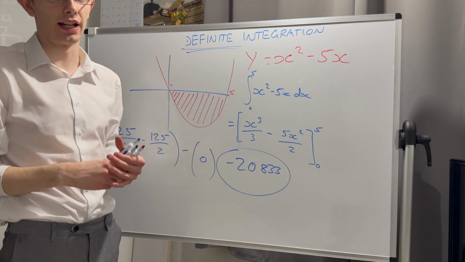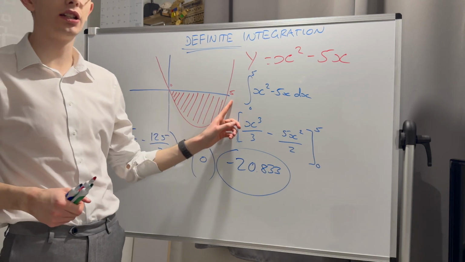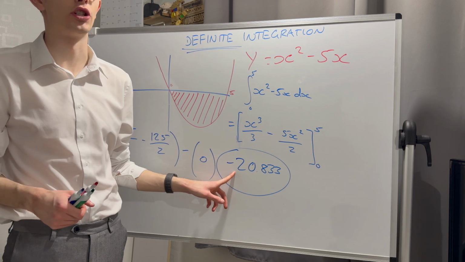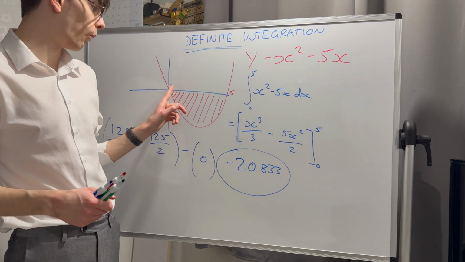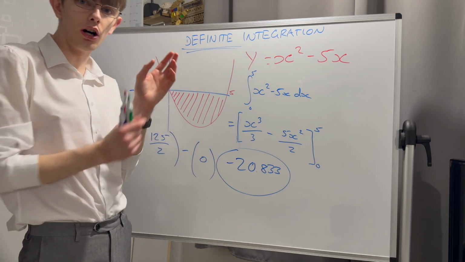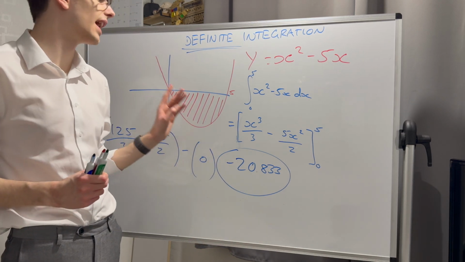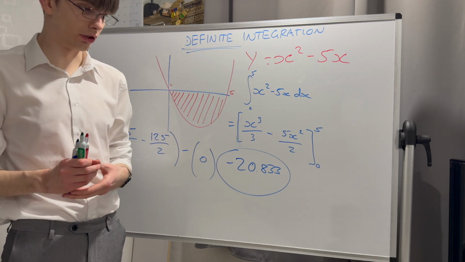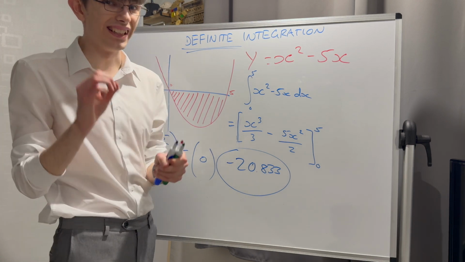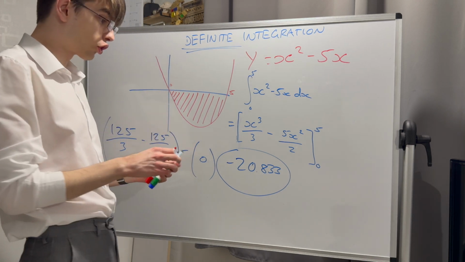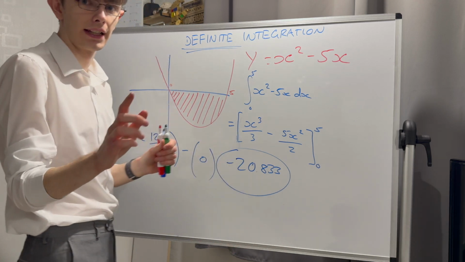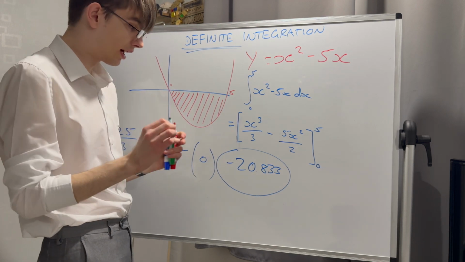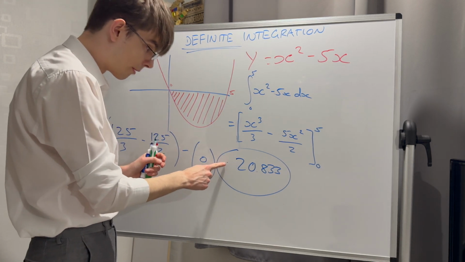Anytime you do this calculation below the x-axis with a curve, you will get a negative answer every time. No matter where it is below the x-axis, no matter if it's a tiny part of the graph under the x-axis, you will always get a negative area. This is a problem. Luckily, it's got a very simple solution. Now, it's quite sophisticated, but essentially what I'm going to do, okay, pay attention. I'm going to take my minus 20.833 and I'm going to rub out the negative sign.